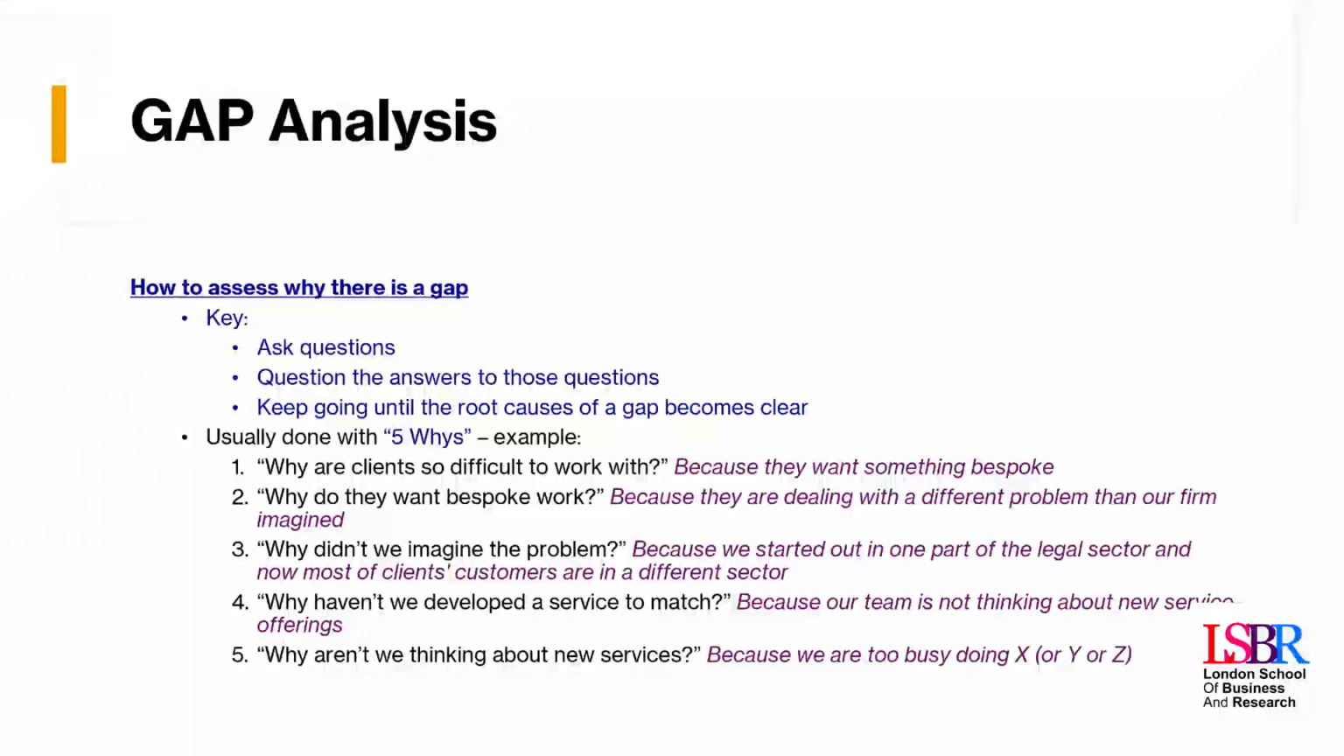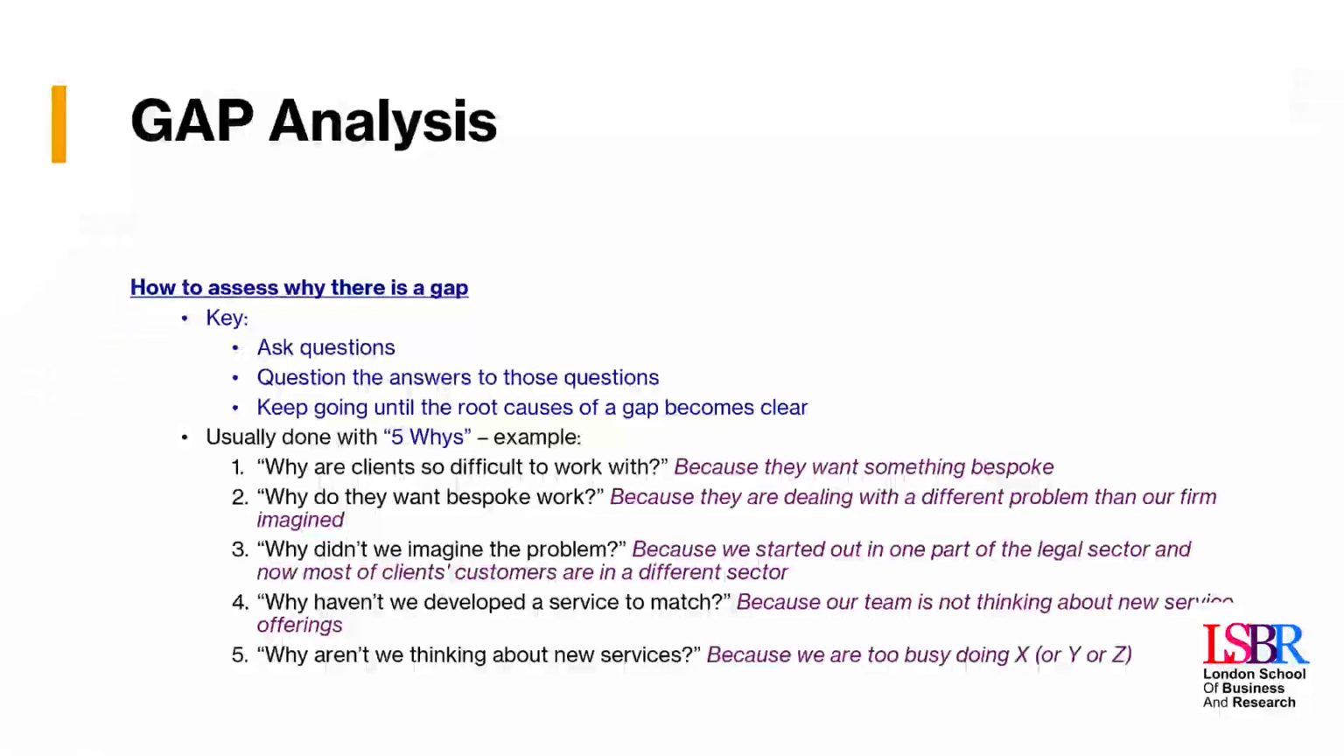So you've got to start by asking yourself questions. You've got to ask yourself, why are clients difficult to work with? Why do they want bespoke work? And this is an example of the 5 whys framework. So you've probably heard of the 5 whys framework. So for example, one of the questions you might ask is, well, why are your clients so difficult to work with? And then the answer you might get may be because they want something bespoke. Well, then the next question would be, well, why do they want something bespoke?